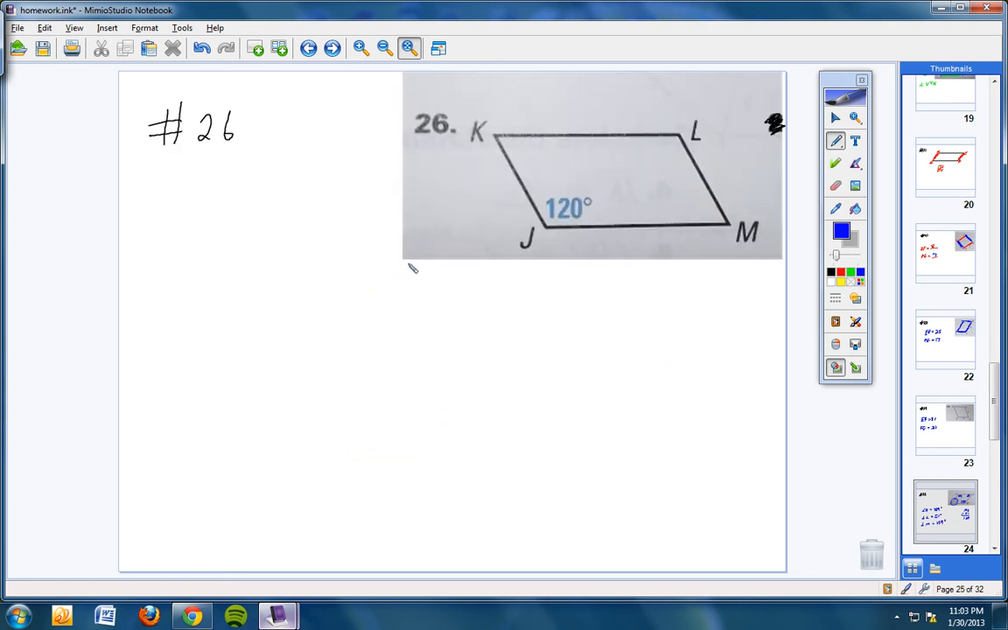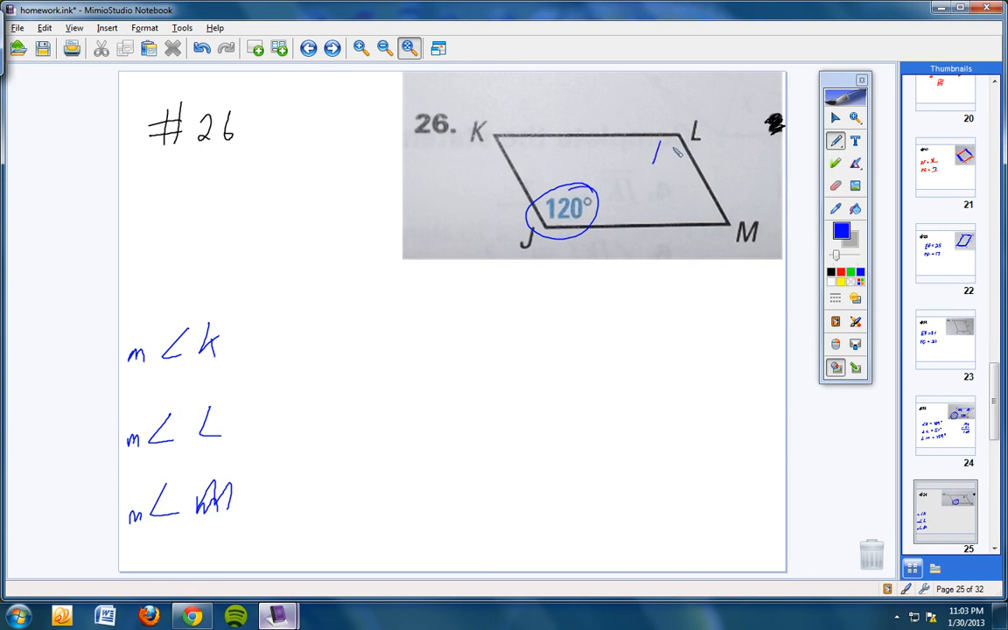On to number 26. Okay, here we go again. Same thing. We have angle K, angle L, and angle M. And to be technical, I guess I should put a little M here for measure. Measure of angle K, measure of angle L, and measure of angle M. Okay, if J is 120, then we know angle L also has to be 120 degrees. That's pretty simple because opposite angles are congruent as long as we have a what? A parallelogram, and we do have a parallelogram. It states that in the directions.